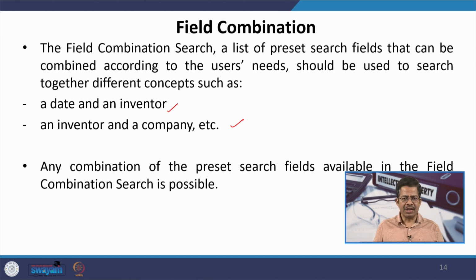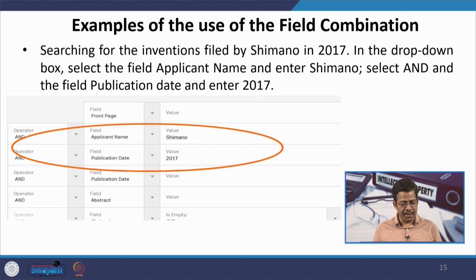Again, it is the art of smart searching which will help us get a better result with minimum effort. It is just one example where I am writing the name of the applicant and the publication date, and I am using the AND operator here. So, this is one example of field combination: inventions done by Shimano in 2017.